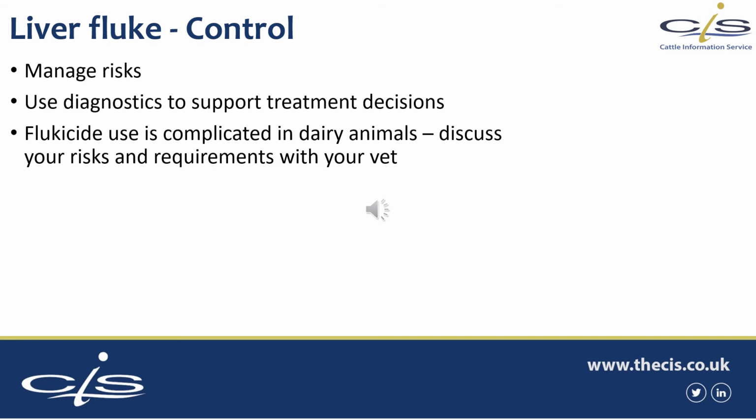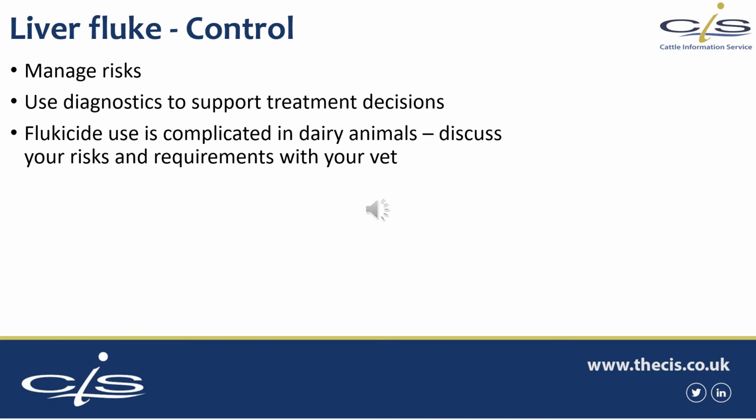Before we finish, it's important that we talk about liver fluke control, and it's a challenging one with liver fluke. Managing the risks is easier said than done. Trying to isolate areas of wet pasture or where those water snails might predominate is difficult. Trying to improve field drainage in lots of systems is expensive. So we will always largely have risk. We can't manage the risk completely out of the system. So it's important to use the diagnostics well to support the decision-making processes about what we do next.